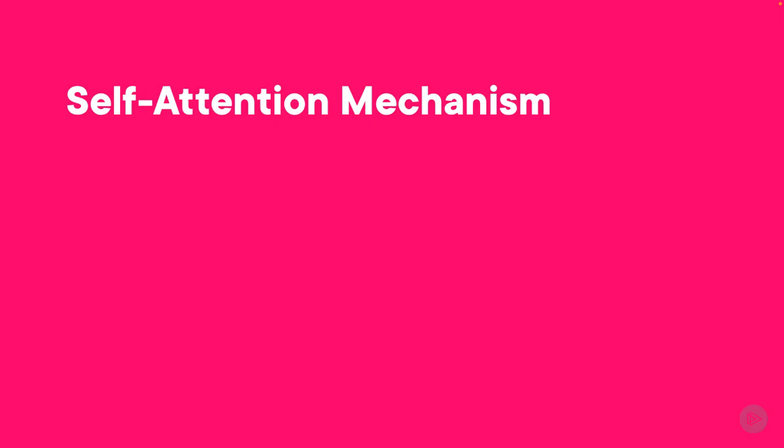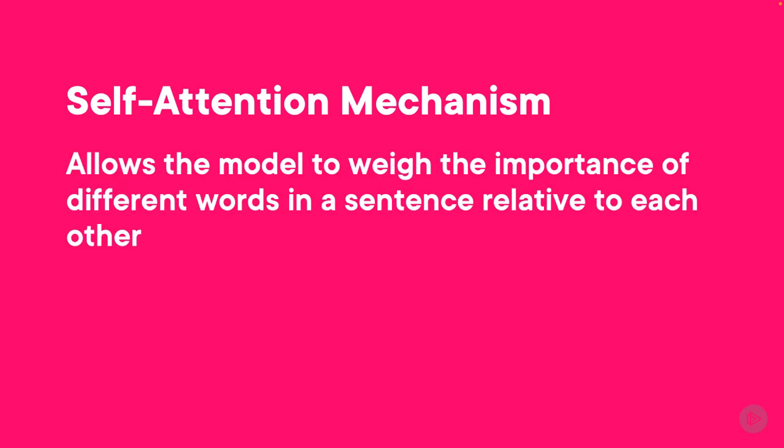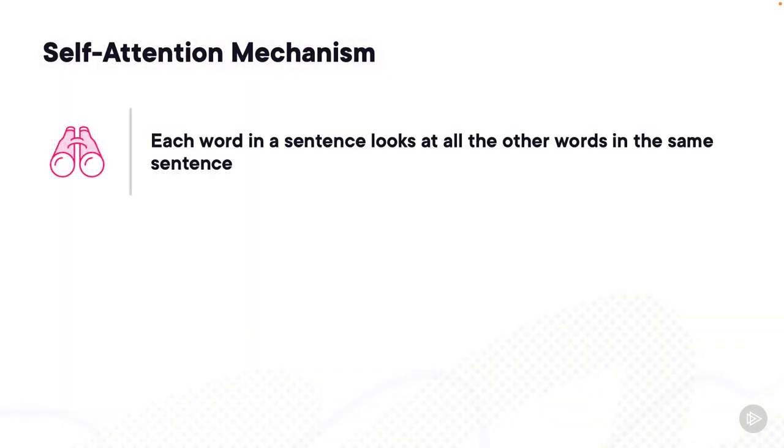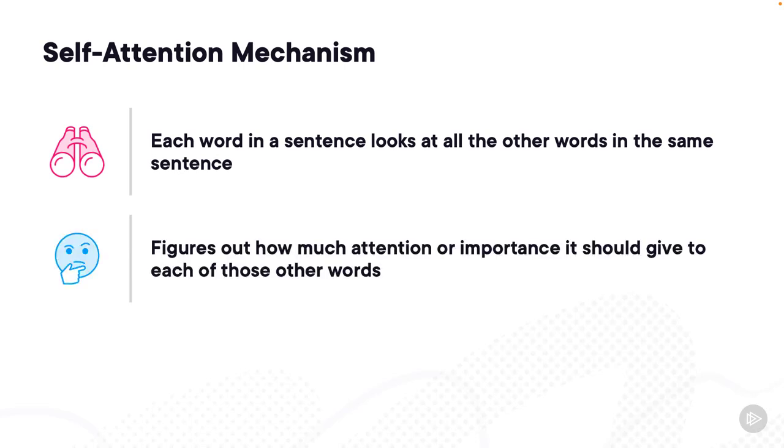Then, at the core of the transformer is the self-attention mechanism. It allows the model to weigh the importance of different words in a sentence relative to each other. This mechanism enables the model to capture contextual relationships and dependencies efficiently. In simpler words, each word in a sentence looks at all the other words in the same sentence and figures out how much attention or importance it should give to each of those words.